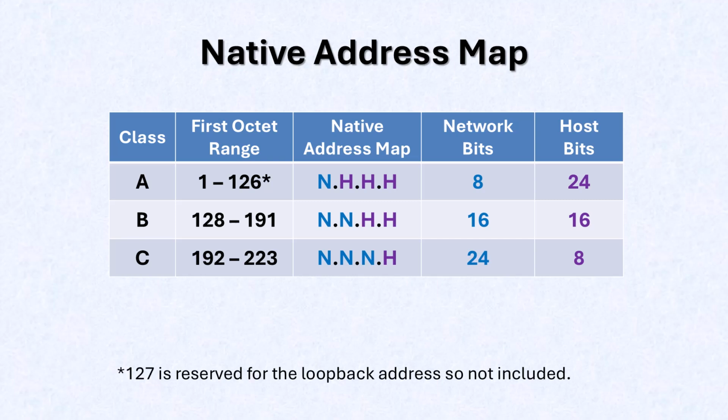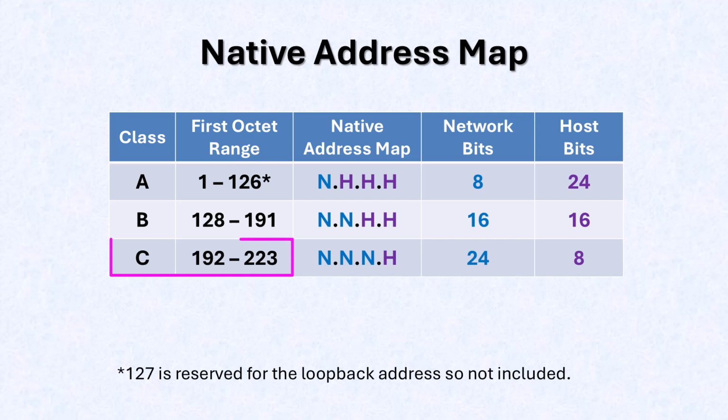Here is a quick review of the native address map. Recall the class is determined by the range of the first octet. Class A addresses have one classful octet. It is represented by using an uppercase N in octet 1. Class B addresses have two classful octets. They are represented by using an uppercase N in each of the first two octets, octet 1 and octet 2.